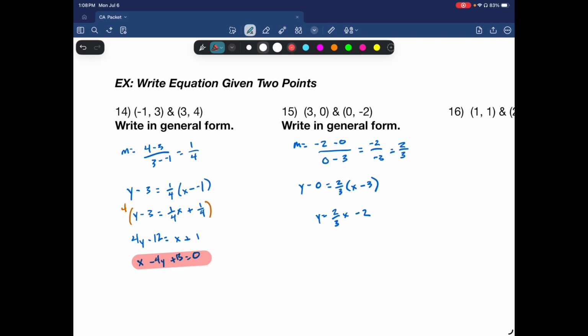I'm trying to write it in general form, so I'm going to multiply everything by 3. And I'm going to say this can be 3y equals 2x minus 6. And then I'll get everything on the same side. So this is 0 equals 2x minus 3y minus 6. Okay? So in general form, that's your answer. If I wanted to write it in slope-intercept form, this part inside the parentheses would be my answer.